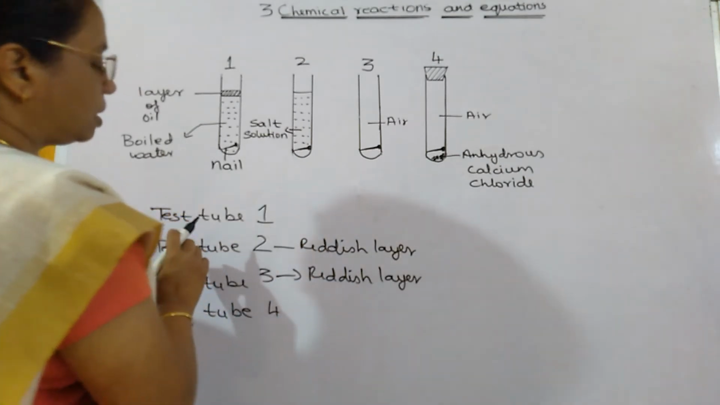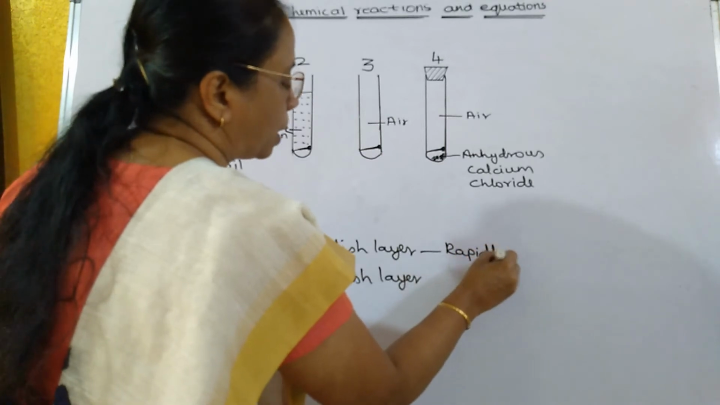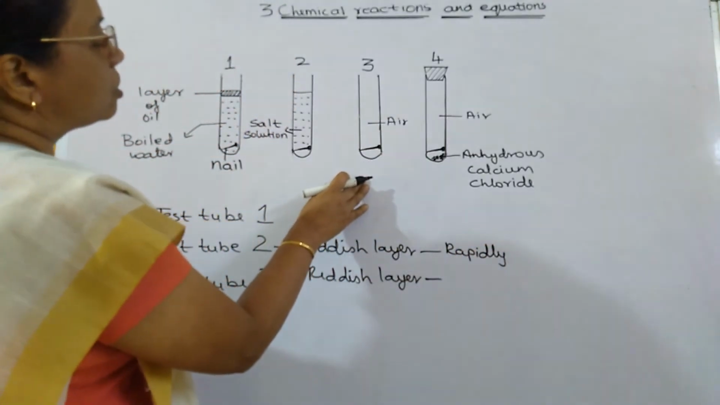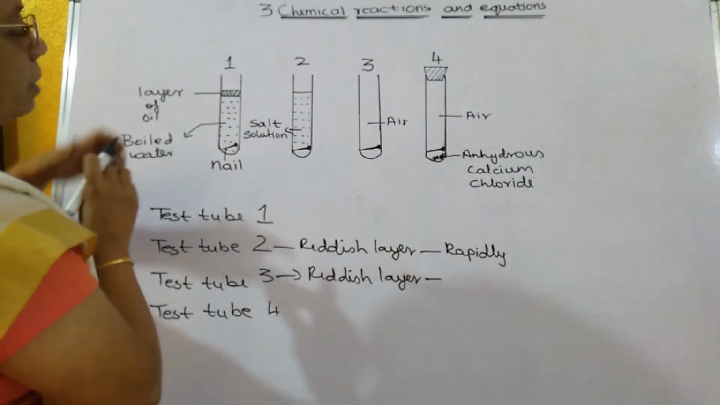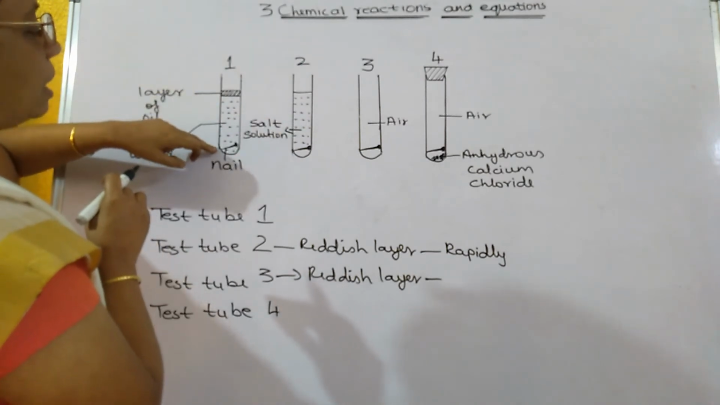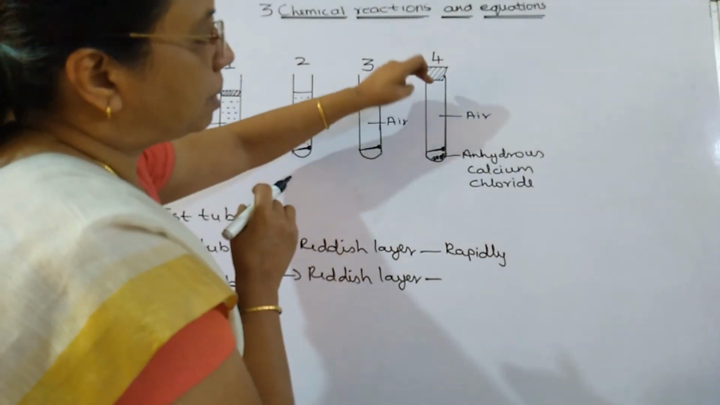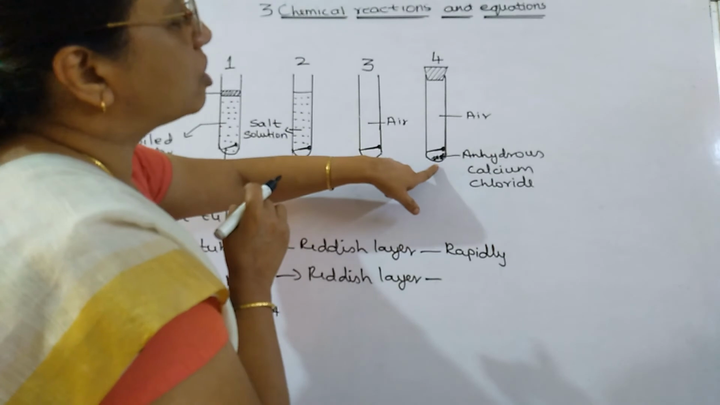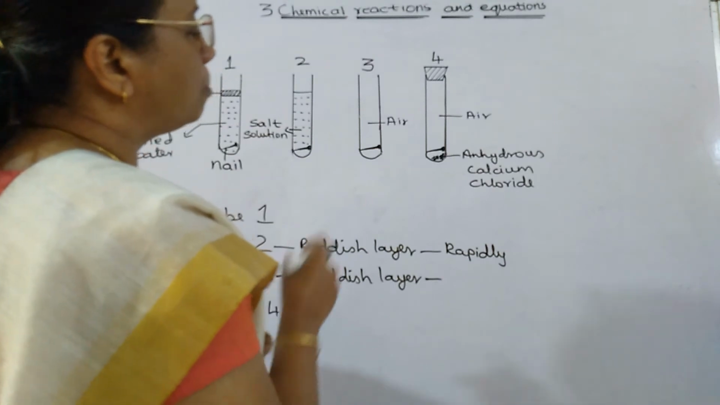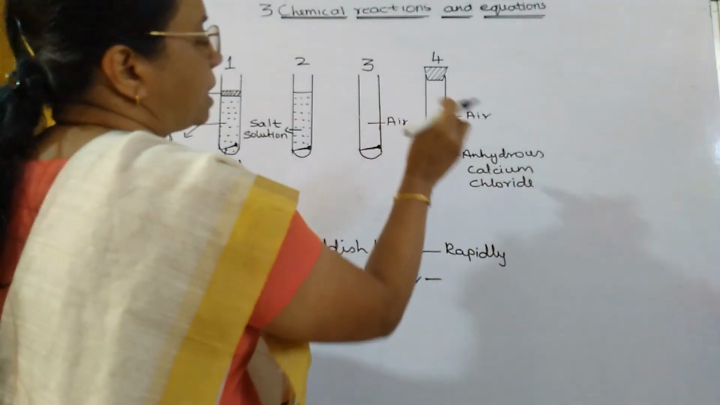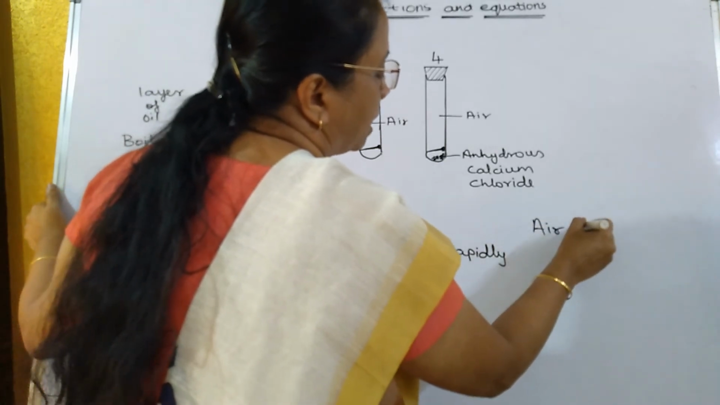But because of the iron in the salt solution, here the reddish layer was formed very rapidly or very quickly. Here it was formed very slowly. So in test tube 1 there was water, but because of the layer of oil, the air was not able to come in contact with the nail, therefore the nail did not form a reddish layer. In the fourth test tube, air was there, but there was no moisture in this air. Why? Because anhydrous calcium chloride absorbs all the moisture, therefore a reddish layer was not formed on this nail, in the test tube 4.